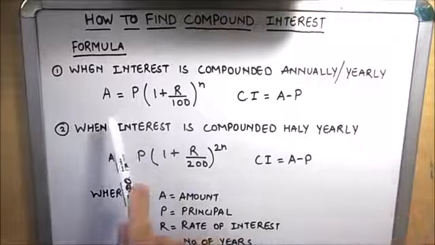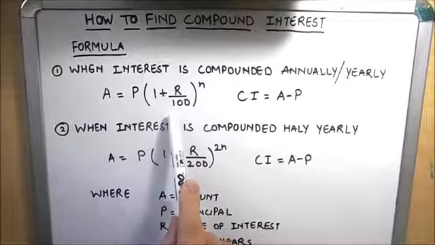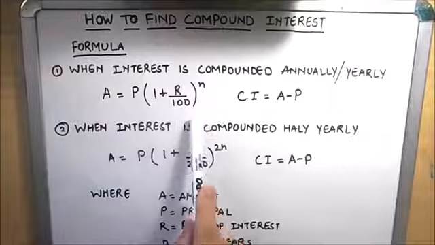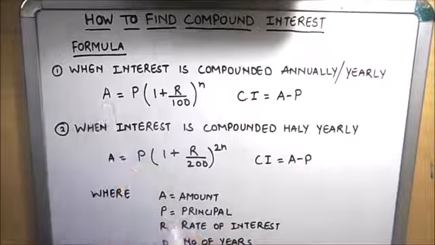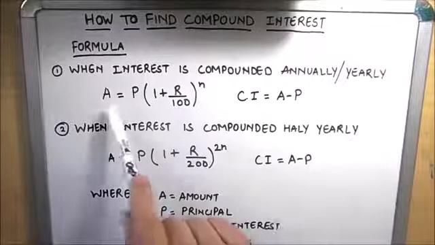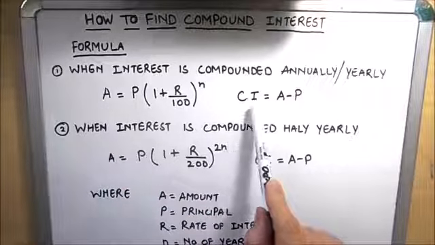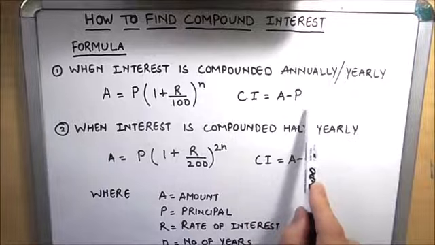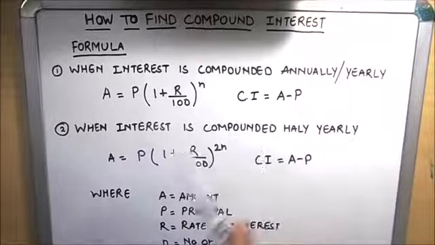So the first formula is amount is equal to principal times 1 plus r over 100 whole raised to power n, where A is the amount, P is the principal, r is the rate of interest, and n is the number of years. So when we get the amount, we are going to use the formula for compound interest, which is amount minus principal. So we'll get the compound interest.